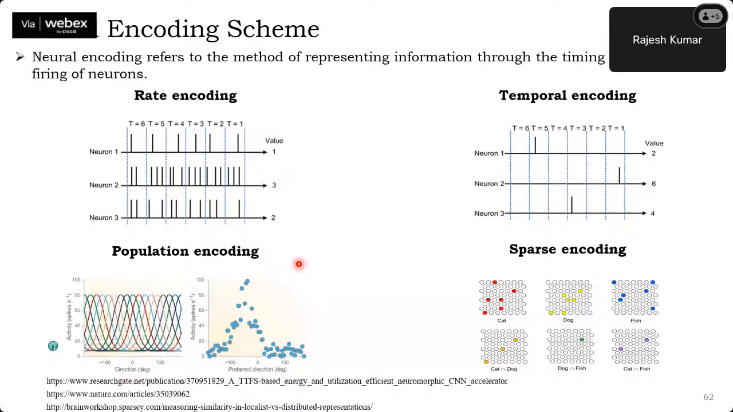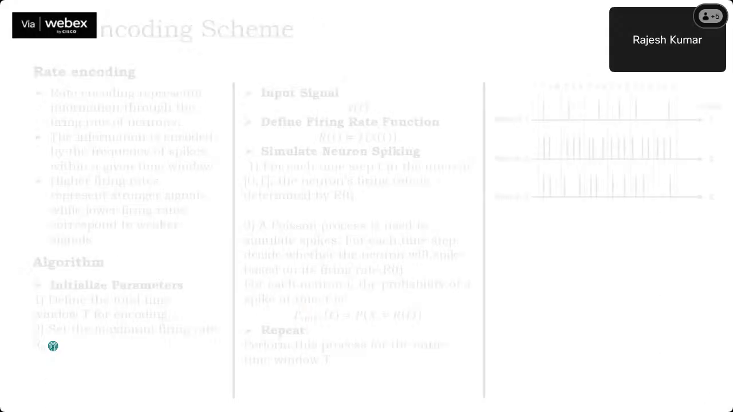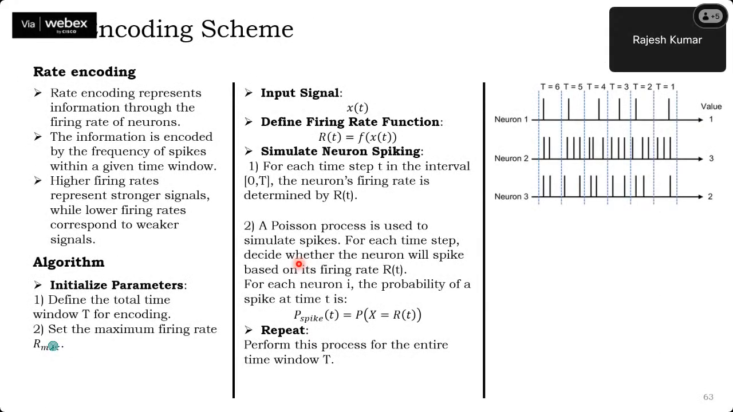There are 4 schemes which are very popular. We don't need that complex mathematical equation solved. We need a mechanism to represent our numbers or pictures or values in terms of some spikes. So how do we convert those things into spikes? There are 4 schemes which are very popular. You can see these references which you can take. One is the rate encoding mechanism, another one is temporal encoding, another one is population encoding, and another one is sparse encoding.